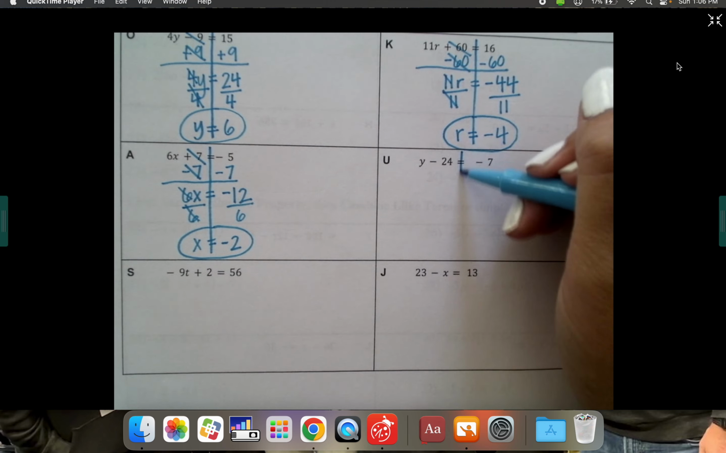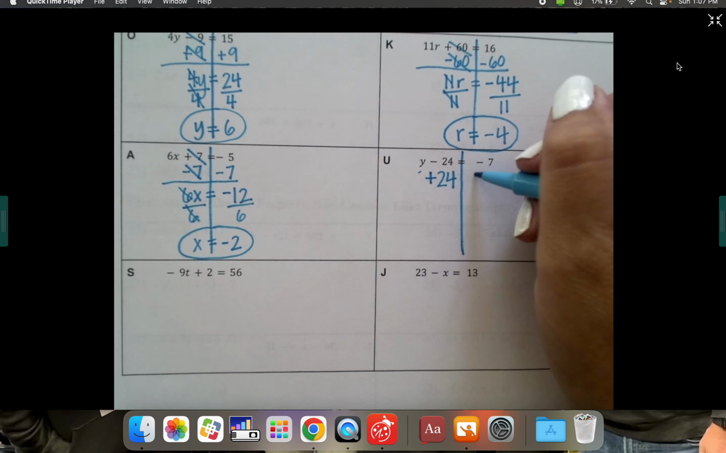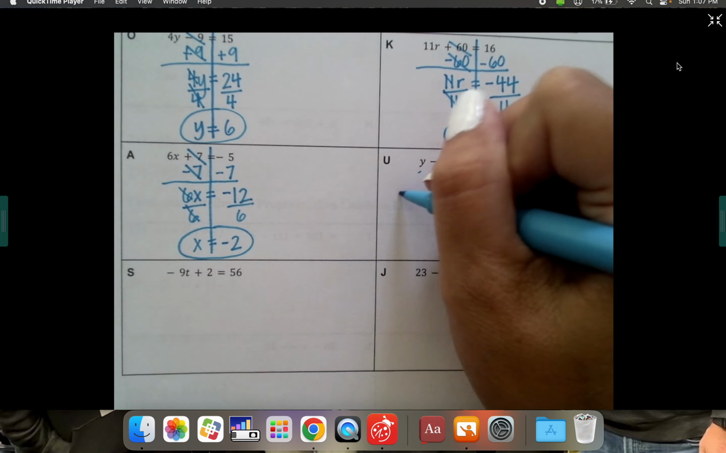So u is actually only a one-step equation. I don't know why it's on this two-step equation review, because y is almost already by itself. The only thing we have to do to get rid of anything next to y is it's being subtracting 24. So we are going to add 24 because that will take it to 0, and then y will be by itself. So we're going to add 24, and then we'll be done with this problem.